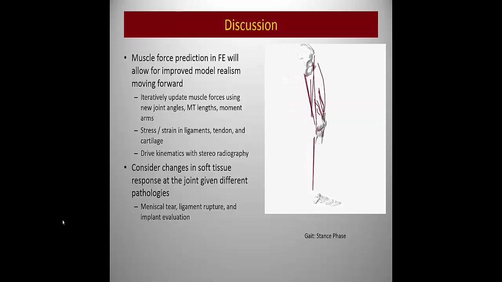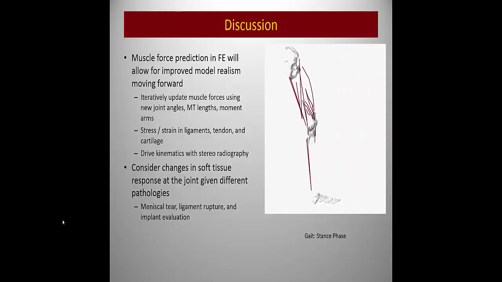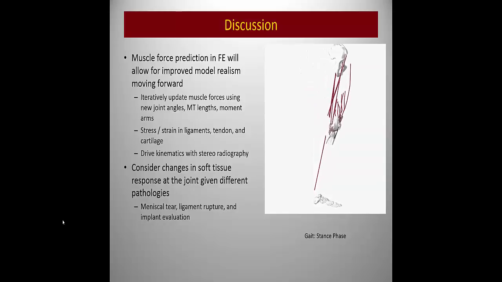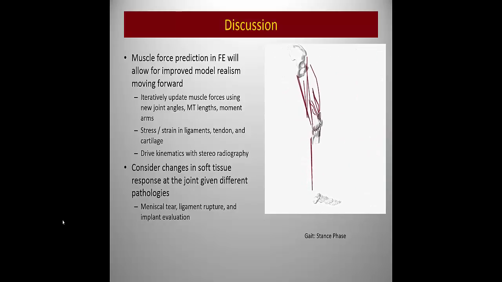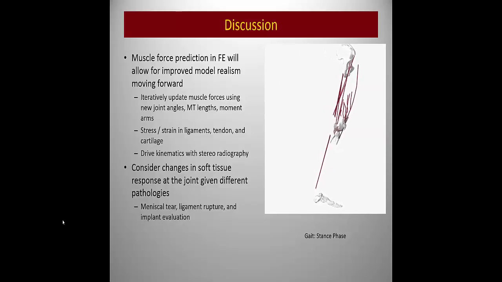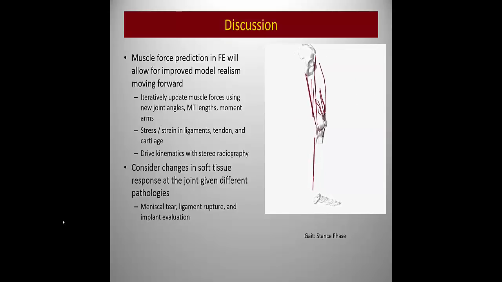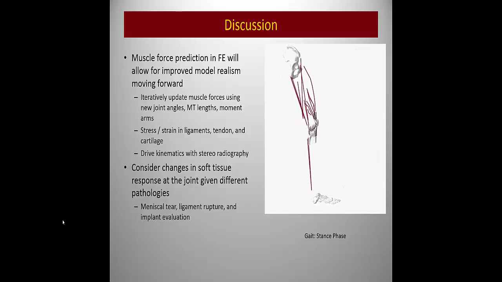Muscle force prediction during a dynamic task with a musculoskeletal FE model will allow for improved model realism moving forward. We will be able to iteratively update muscle forces using new joint angles, muscle tendon lengths, and moment arms. We will be able to analyze stress and strain in ligaments, tendon, and cartilage and drive kinematics with radiography if we choose. This new method will allow us to consider changes in soft tissue response at the joint given different pathologies, such as a meniscal tear, ligament rupture, and even implant evaluation.